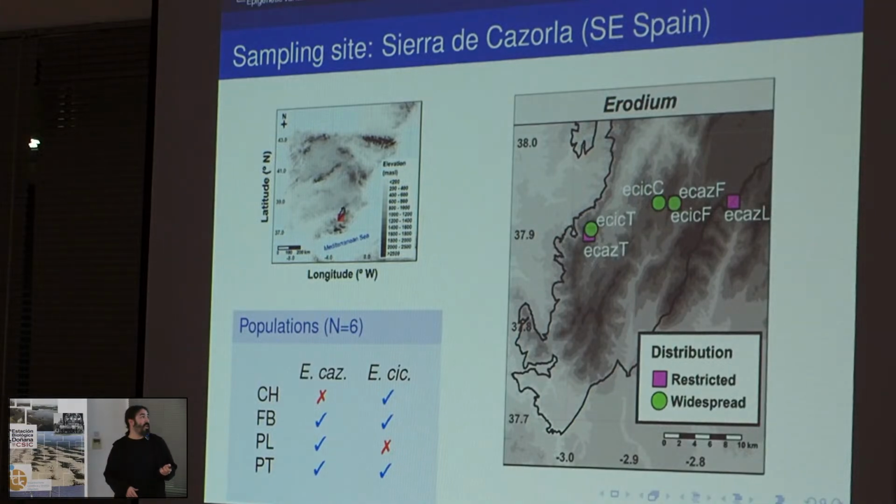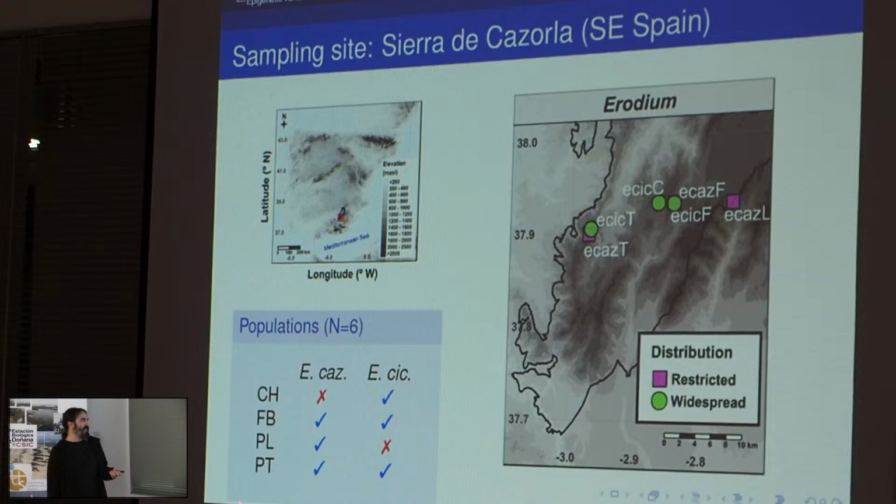So the sampling was done in Sierra de Cazorla. We sampled 6 populations, 3 of Erodium cazorlanum and 3 of Erodium cicutarium. I got them marked here. Despite some overlaps in the location names, since Erodium cazorlanum grows in dolomitic soils and Erodium cicutarium grows in more developed soils, they were never growing together. So we can consider them different populations despite sharing the name of the locality, okay?